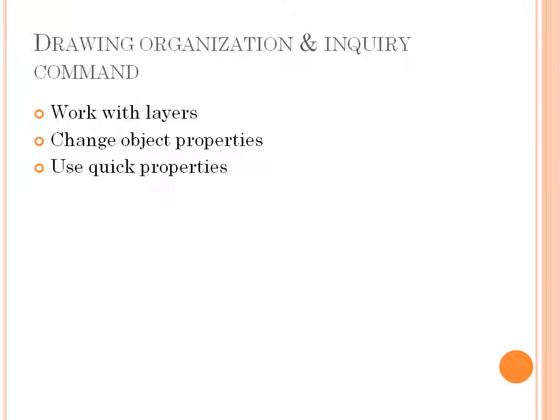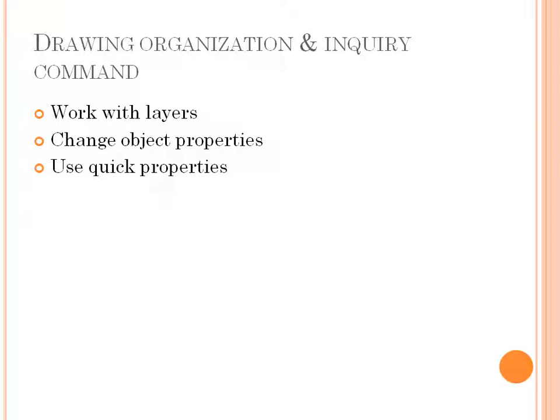And in this drawing organization, we will talk about working with layers. What is meant by layers is when there are a lot of things in a drawing. For example, there are objects with yellow colors, some with red colors. How we organize them is through using layers.